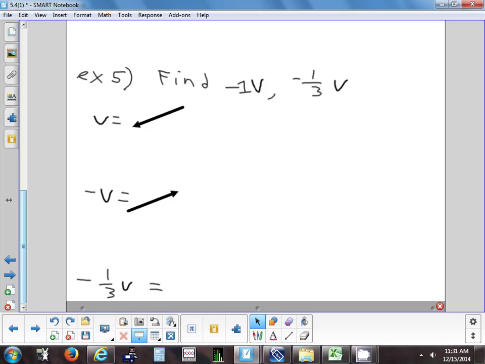Okay, how about negative 1/3 v? Emily, how's that going to compare to v? It's going to be one third of it, going in the opposite direction. Yeah, the length is going to be 1/3, and it's going to point the opposite way. Again, I don't have an easy way to do that, so just take negative v, which already points the opposite way, and try to draw it 1/3 as long. So maybe something like that. Okay, any question on that one?